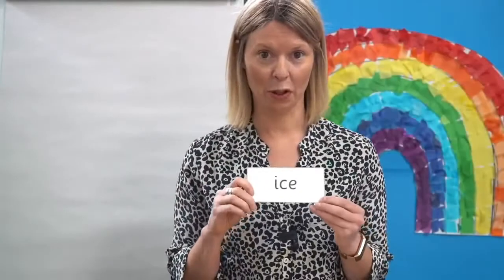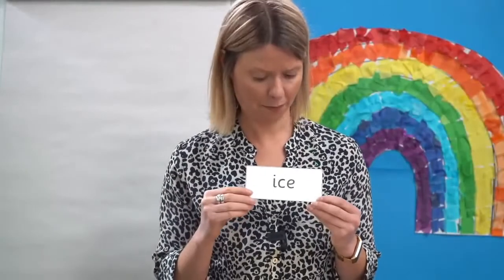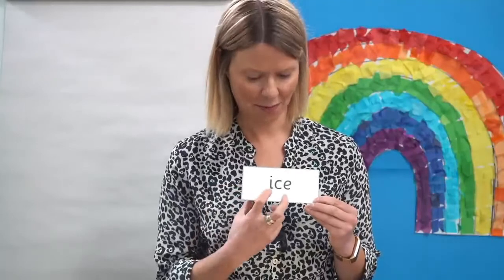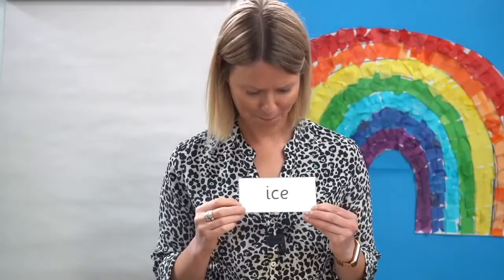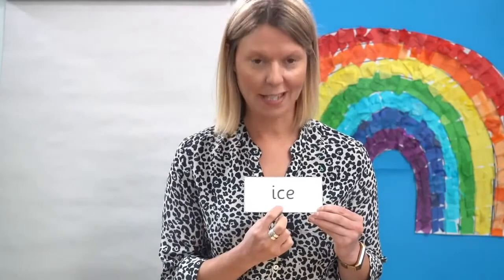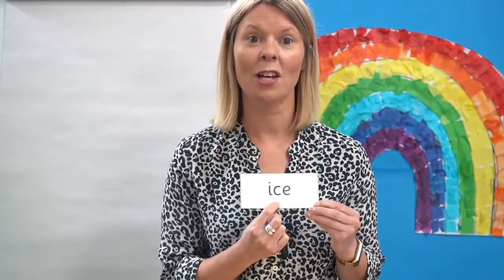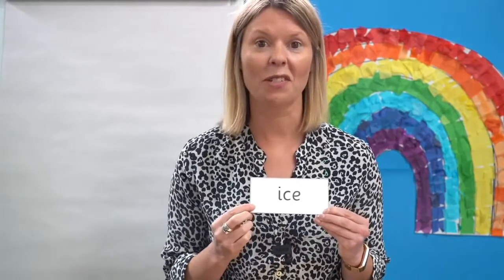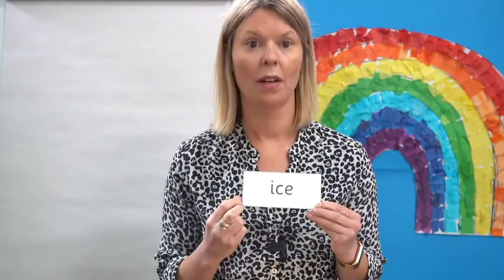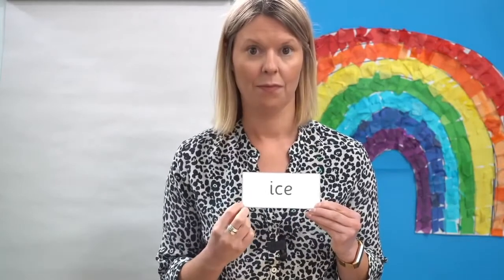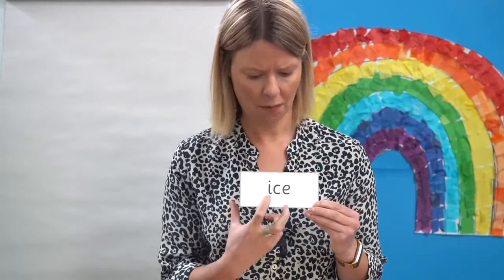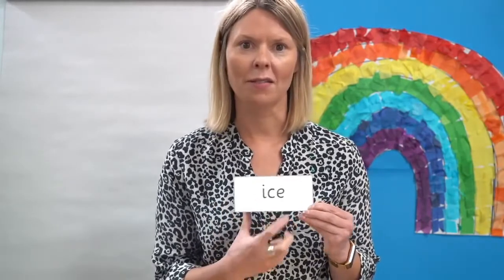Have a look at this word. Can you spot the digraph? Yes, it's here. It's the split vowel digraph, I. Have a look at this letter. In this word, it says S. Read each sound as I point. Now blend and read the word. Read it with me. Ice. Ice is frozen water. Like this.